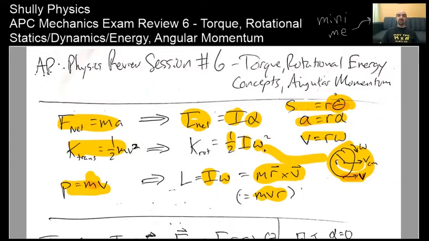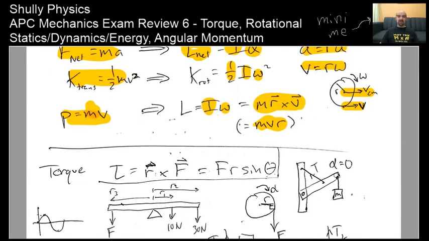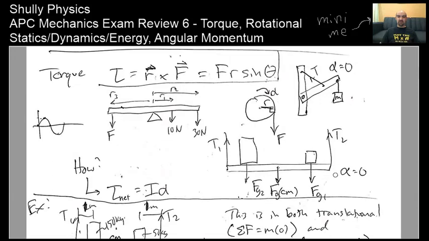And of course something to also remind you of here that's going to be especially important when we're looking at translational kinetic energy is that with v equals r omega, this is for the edge velocity, but that v is also equal to the center of mass translational speed as well. And I covered that in a little more detail in the last session, session 5. So take a look at that if you need more on that.